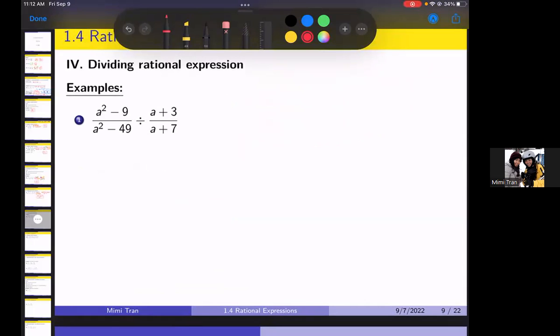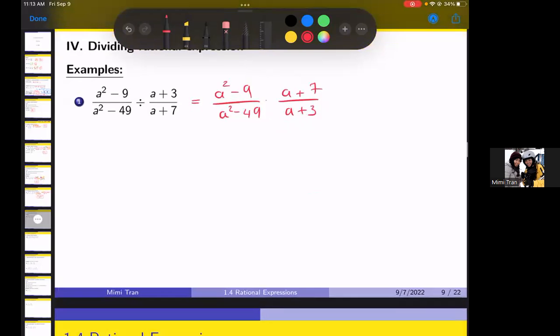Am I recording? I'm recording, right? Yeah, I'm recording. Okay. To flip the second fraction. So let's do this. Rewrite the first one as it is. Times a plus 7 over a plus 3. Do it first so you don't forget.